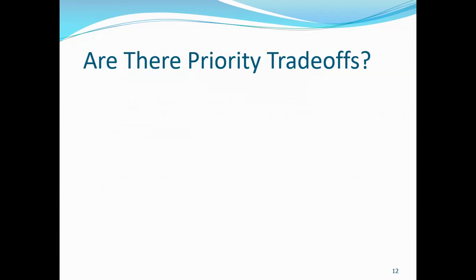And then, are there priority trade-offs? It depends on what our customers want or how we want to promote to our customers. So some priorities are what we call order qualifiers. Those are the unique features that would qualify our product in the customer's selection or option list.